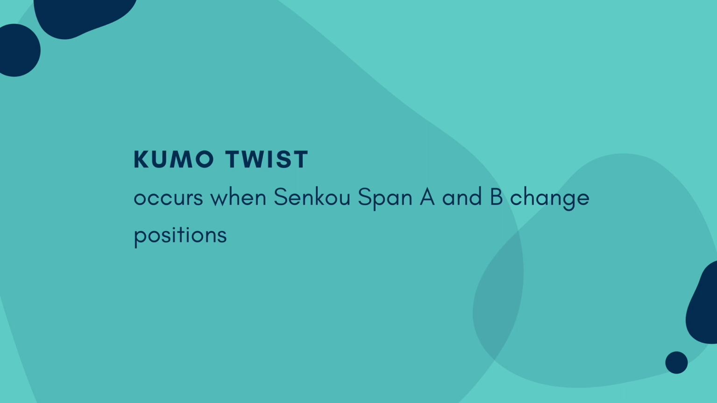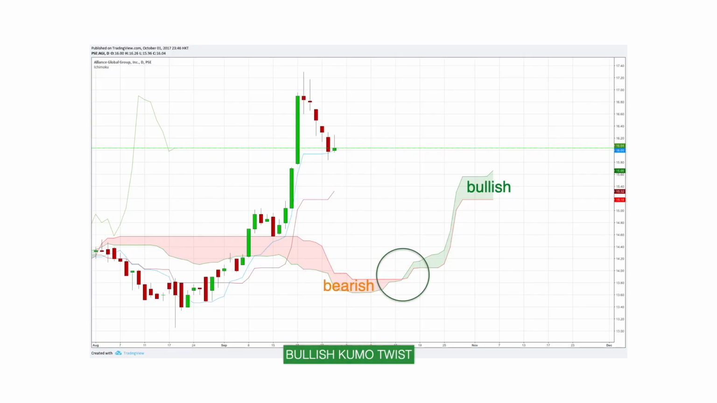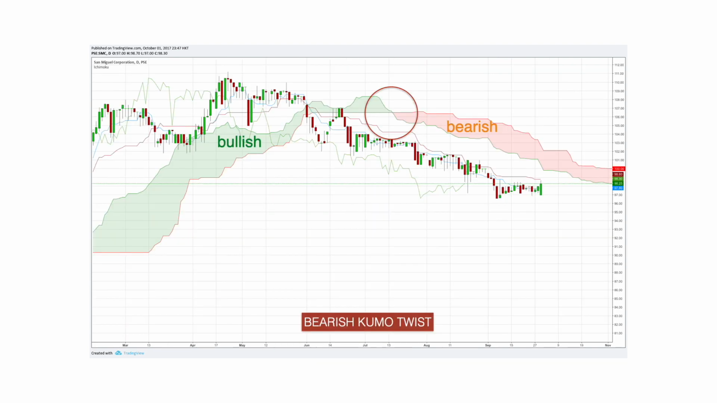Next, we will talk about Kumo twists. A Kumo twist happens when the Senkou span A and B change positions. If the Senkou span A moves above Senkou span B, then there's a possible change in sentiment from bearish to bullish. If Senkou span A moves below Senkou span B, then there's a possible change in sentiment from bullish to bearish.